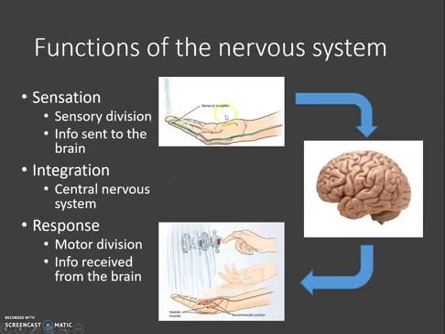All right, so the sensory division sends information to the brain. The brain integrates that information and processes it, and then it sends information through what we call the motor division in order to elicit a response.